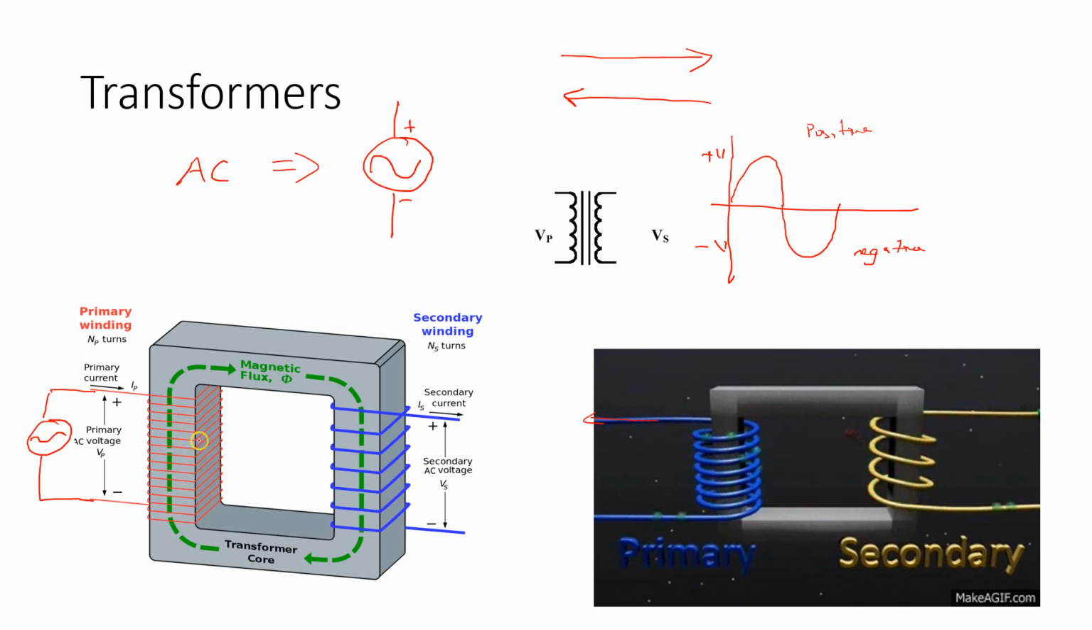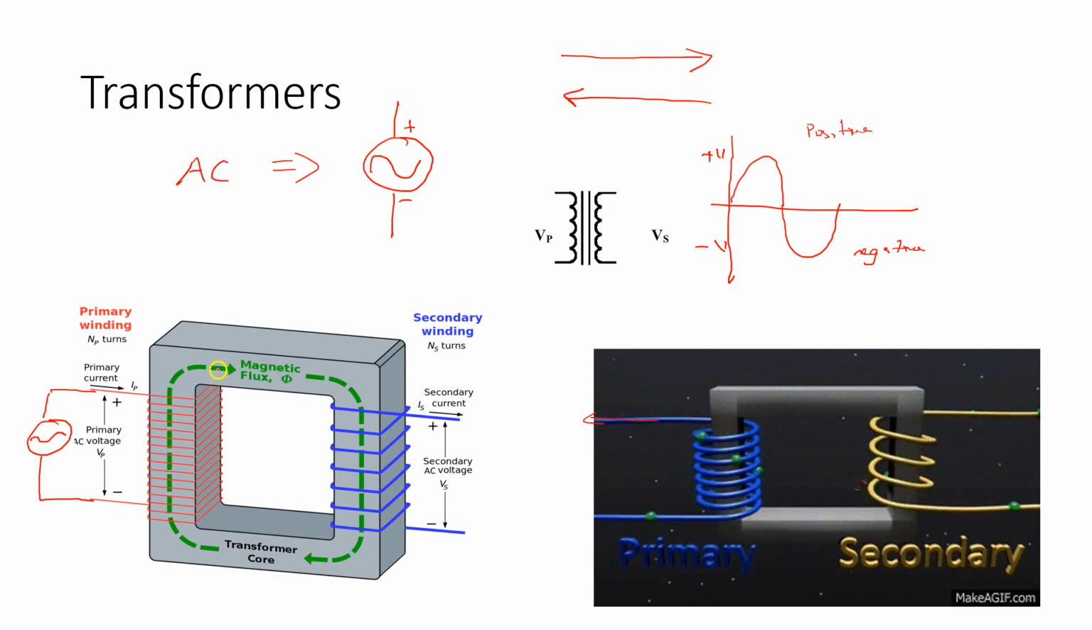Now, what we're going to see is that this iron core right here, because of the nature of the material, this iron core, or in a sense, you can call it the transformer core, is going to become magnetized.